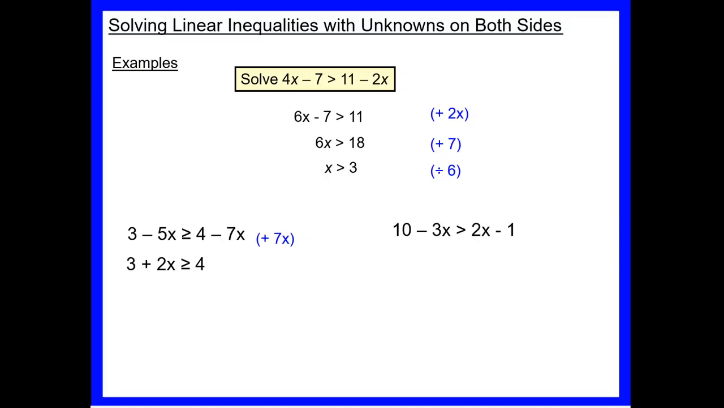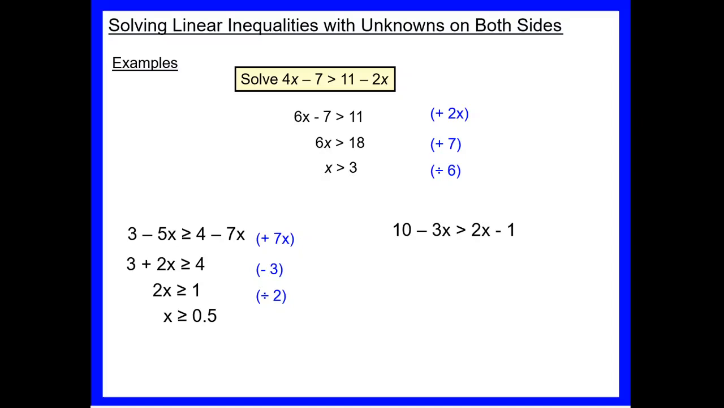Now we want to again separate the letters and numbers, so we need to get rid of the positive 3, so we're going to subtract 3 from both sides. 2x is greater than or equal to 1, and now we need to divide both sides by 2 to get x on its own. So 1 divided by 2, remember, is a half or 0.5, whichever you prefer.